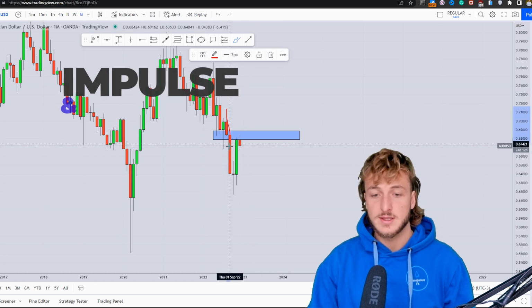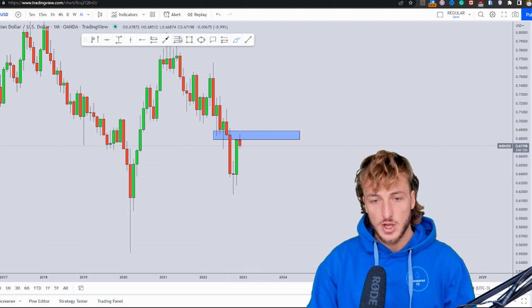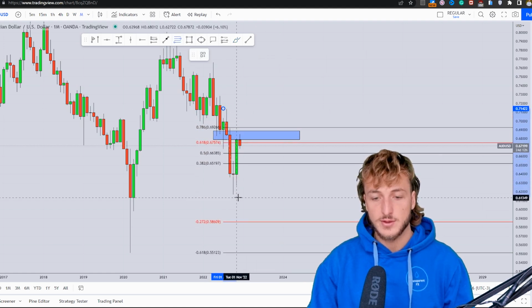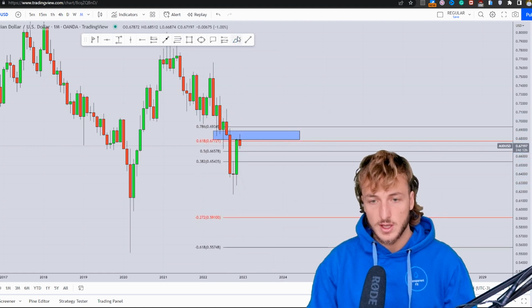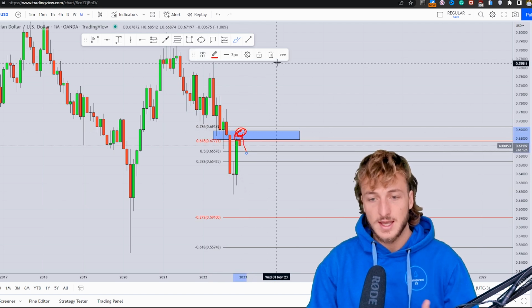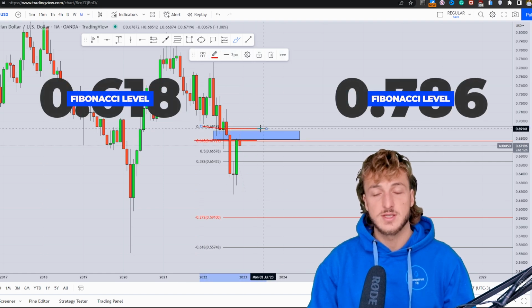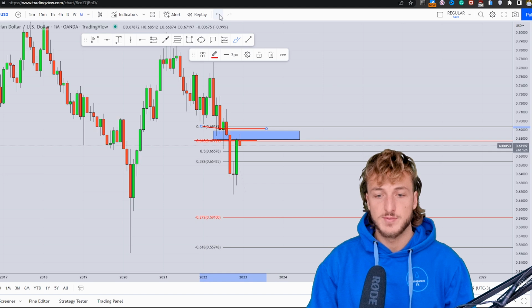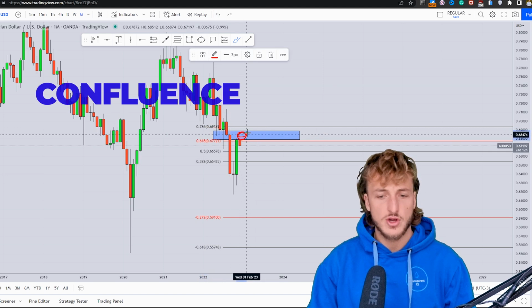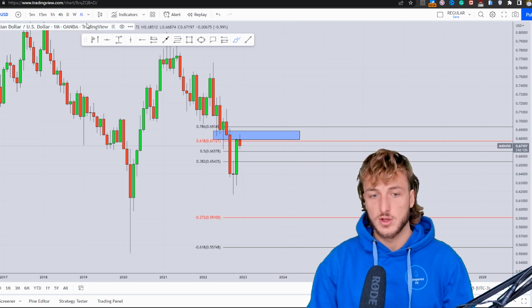We also know that since we have an impulse and correction, if we want to measure the correction, we have to take our Fibonacci from the high to the low of the impulse. And if we do that, we can notice how the zone that the market has just tested and now started rejecting is exactly the area in between the 0.618 and 0.786 of the Fibonacci taken on this monthly impulse, which is a very strong confluence of resistance that we do expect this market to reject lower.